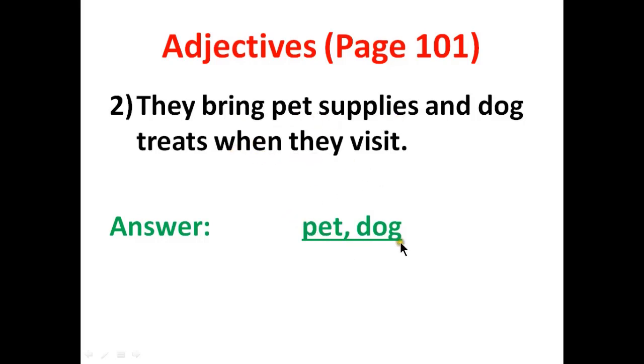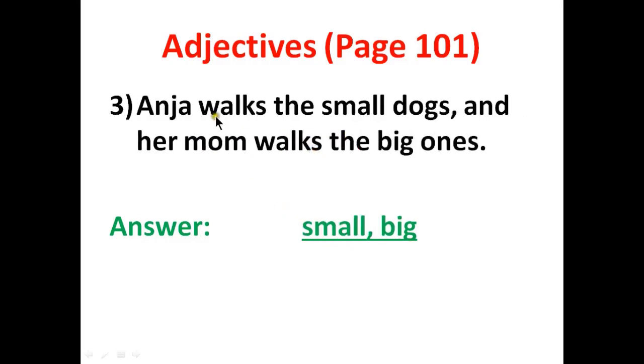Number 2, they bring pet supplies and dog treats when they visit. The words pet and dog are two adjectives in question number 2. Number 3, Anja walks the small dogs and her mom walks the big ones. The words small and big are two adjectives in question number 3. You will write these two adjectives on the line.